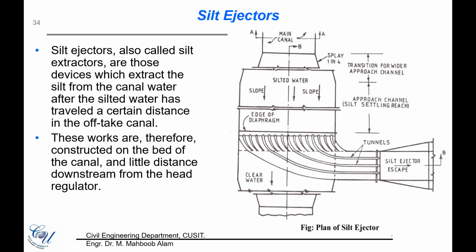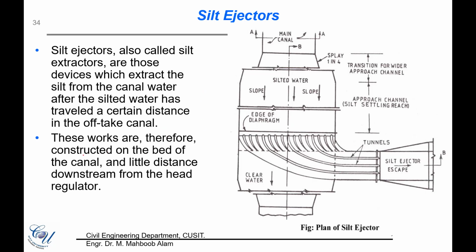Silt ejectors are also called silt extractors. These are structures which serve the same purpose as silt excluders. They are installed at the bed level of the river just before entering into the channel, and the bed level structure makes it possible for the silt to be sedimented in that particular area, and then we can transport it to a particular area where the silt can be ejected from the main course of the structure.